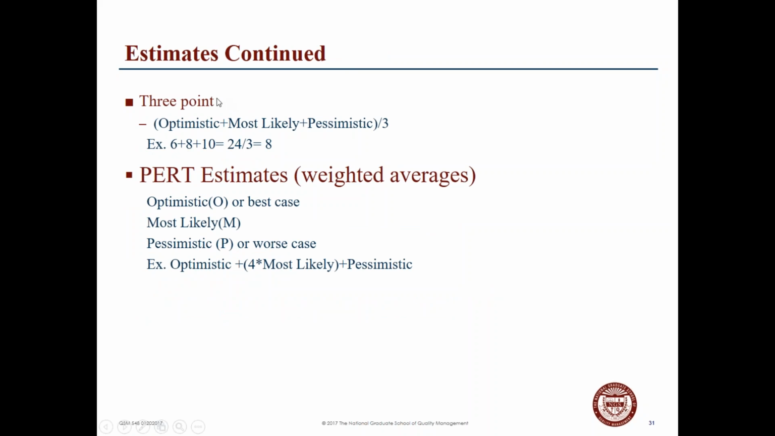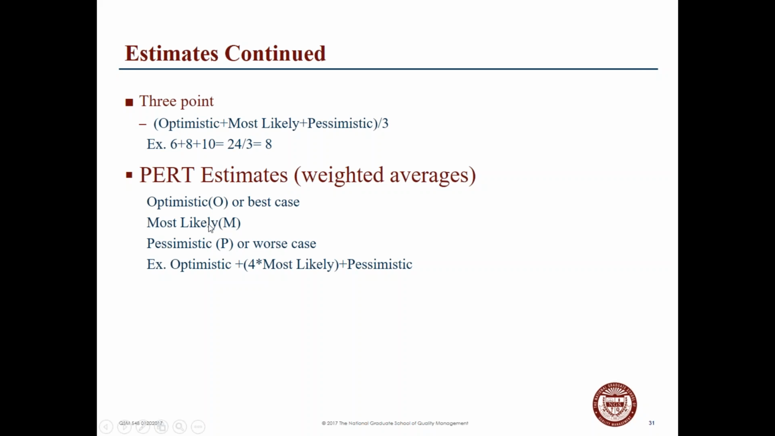So the other way to look at this is using what we call, with estimates, the 3-point. You look at the optimistic, the most likely, and the pessimistic. So if the optimistic is 6 days, the most likely is 8 days, the pessimistic is 10 days, that gives you a total of 24 days, and you divide it by 3. So the 8 days needed is what becomes the estimate. We may need to weight those as well.